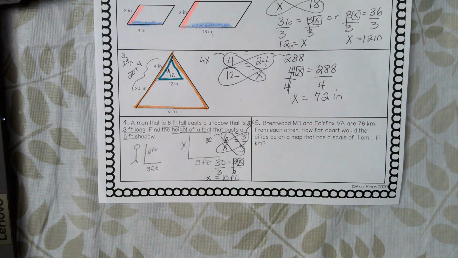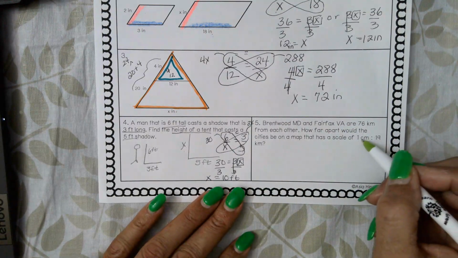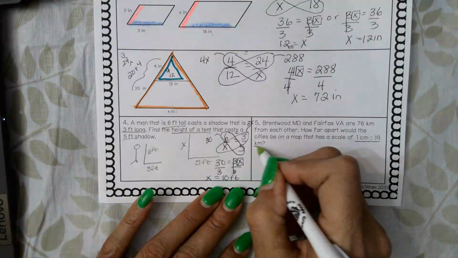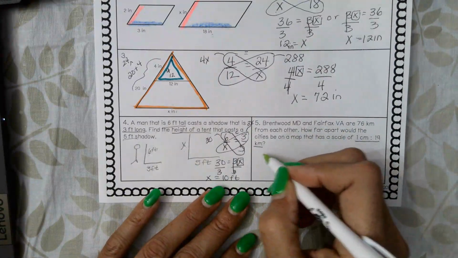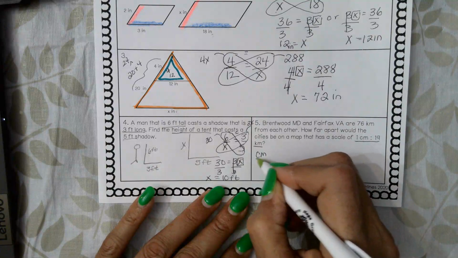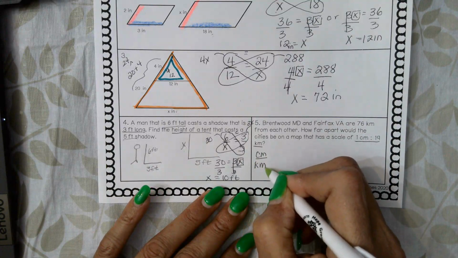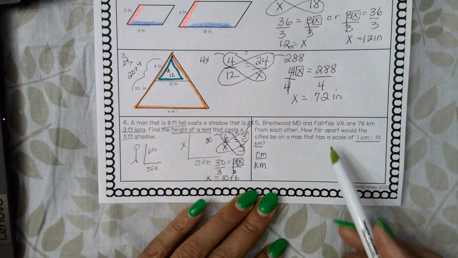All right, our final word problem question is Brentwood, Maryland, and Fairfax, Virginia are 76 kilometers from each other. How far apart would the cities be on a map that has a scale of 1 centimeter to 19 kilometers? So when you see that, you know we're doing centimeters to kilometers. So let's set up our proportion.